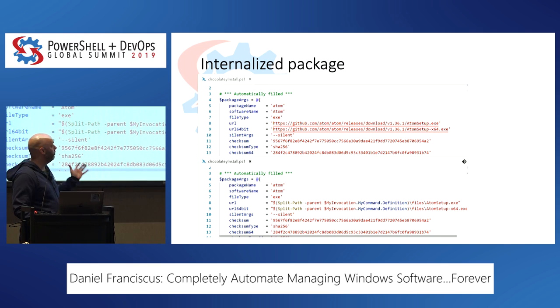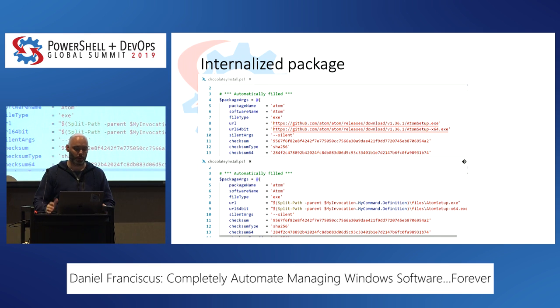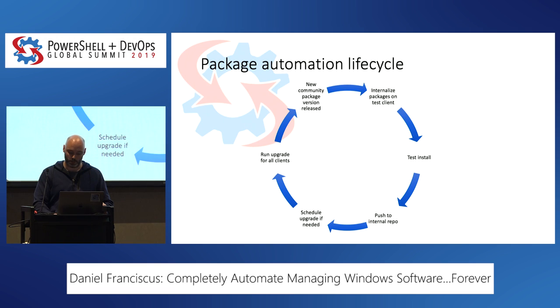So this is a good illustration here. On the top, we have a community package called Atom. And the URL you can see is GitHub. That's where it's going to find the installer and download it to install. And in the bottom is internalized. So we can see in the PowerShell script, it's looking internally into its own files directory for the same installer. Checksum is the same. The silent arguments are the same. But most importantly, now it's going to look internally and not to the internet to install.